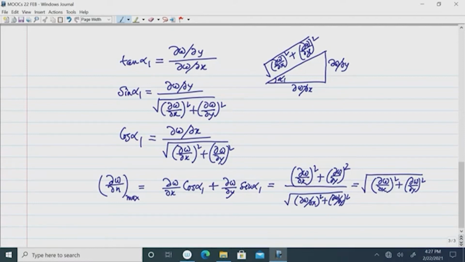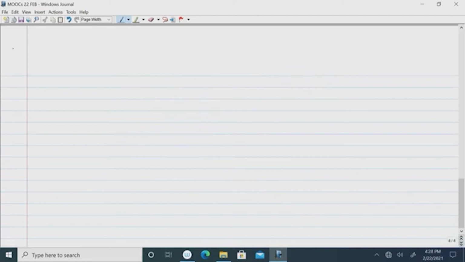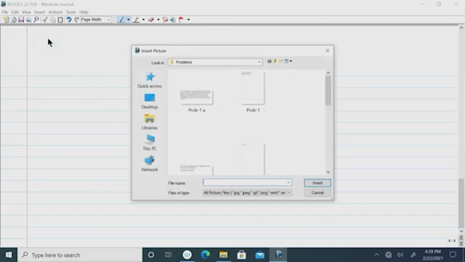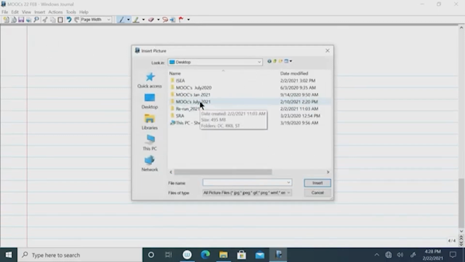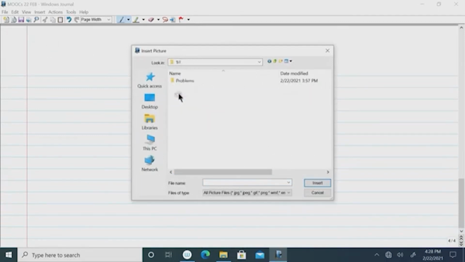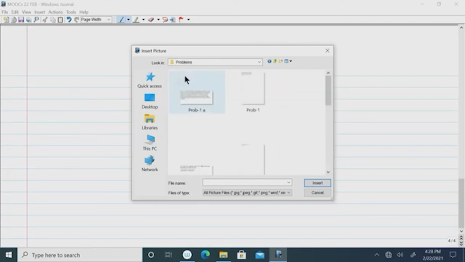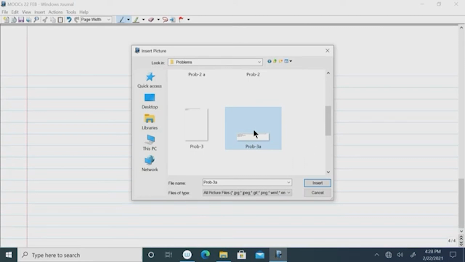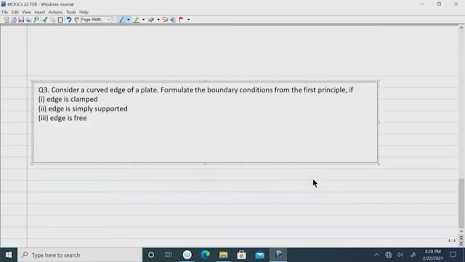Let us go to the third problem. Now, third problem we are having about the boundary condition. This is regarding the boundary condition, and we will see that the curved boundary condition has a different expression because of the curvilinear coordinate that is necessary to be involved here.